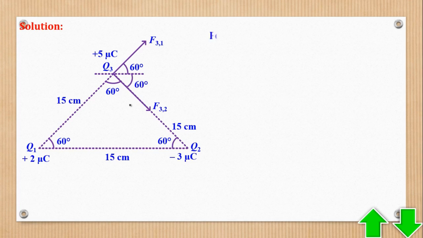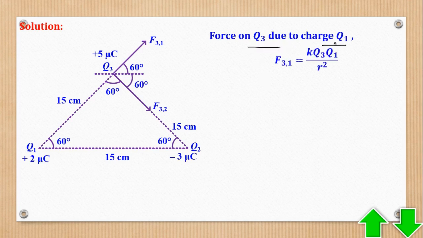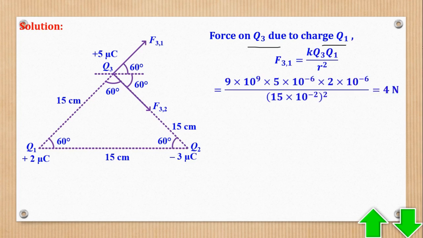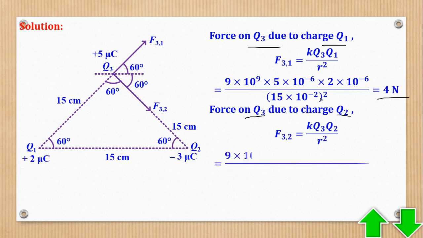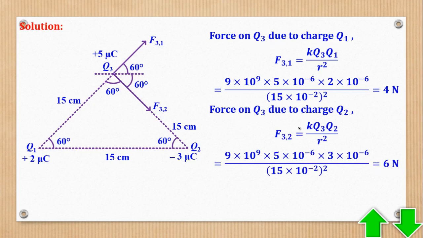Okay, then after that we can now calculate the magnitude. So force on Q3 due to charge Q1 will be given by that. Then you substitute and get the answer, which is 4 Newton. Also, force on Q3 due to charge on Q2 is given by that formula. Then you substitute and then get 6 as your force.